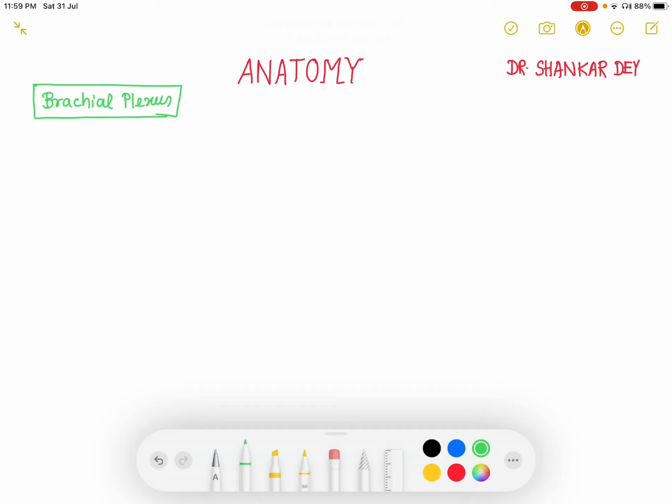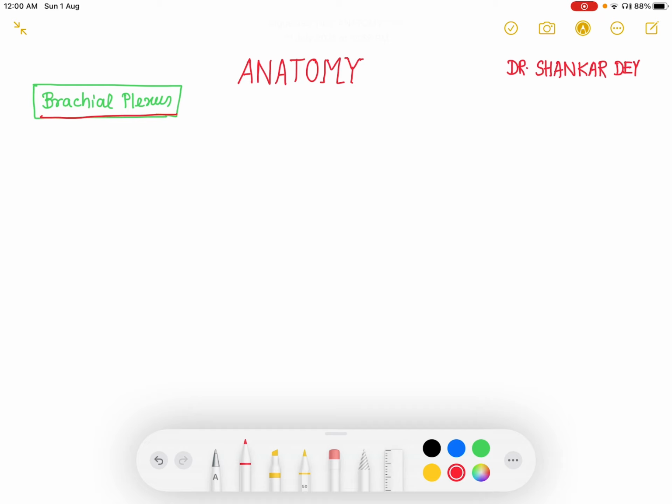Shankar De, and today I will teach you one of the very important topics for first year MBBS, that is brachial plexus. So first of all, you have to know what this brachial plexus is. Brachial plexus is the plexus of nerves that is formed by the anterior or ventral rami of lower four cervical and first thoracic spinal nerves.